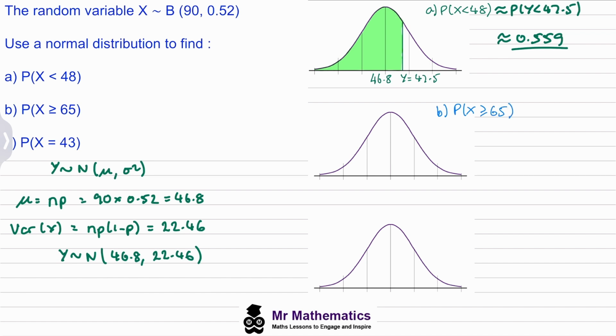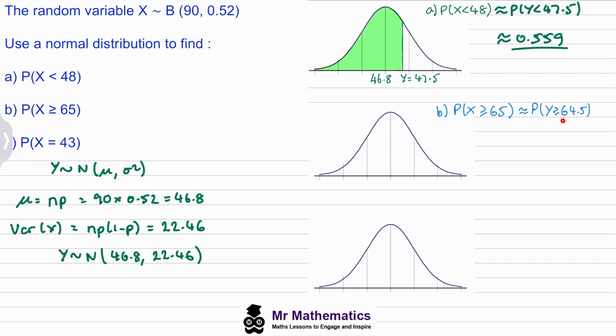Okay, for part B, find the probability of x being greater than or equal to 65. Well, this means that the lowest it can possibly be is 65. It cannot be 64. So when we apply continuity correction, this will be approximately the same as the probability of y being greater than or equal to 64.5. Any less than this and it becomes 64, which does not obey this statement.